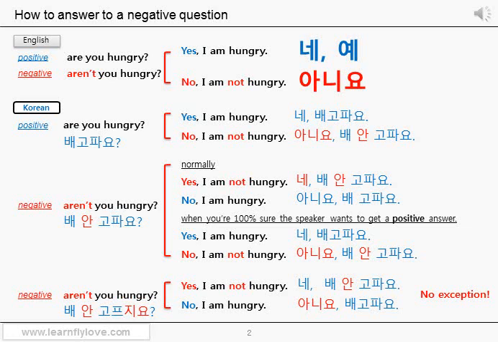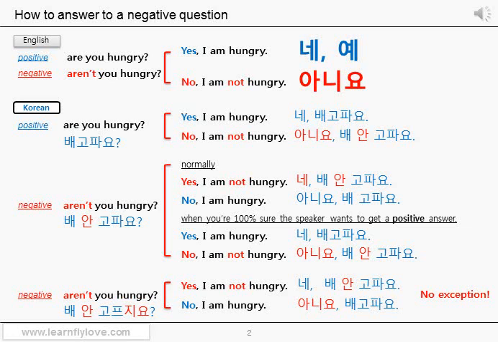Let's learn more specifically. When the question is positive, it's simple. It's the same as English. Yes means yes and no means no. If the question is, are you hungry? Yes means yes, I am hungry. And no means no, I am not hungry. But it actually means, yes, you are right, I am hungry. And no, you are wrong, I am not hungry in Korean.